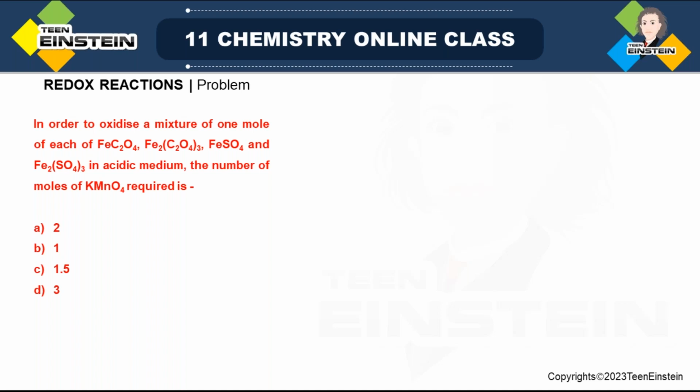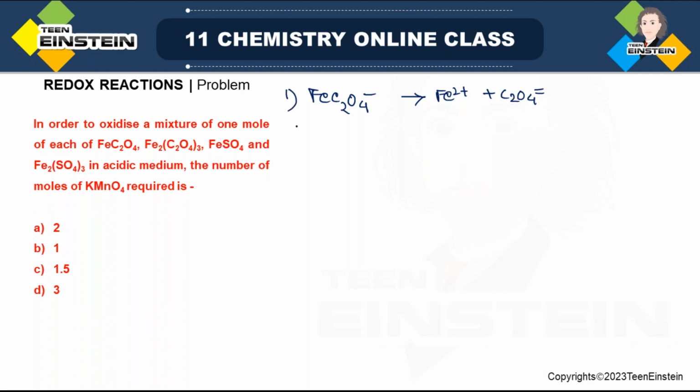Now this question is very interesting. In order to oxidize a mixture of 1 mole of each, how many species are there in total? All are iron compounds, but different compounds. FeC2O4, this is ferrous oxalate. C2O4, remember it is 2 negative charge. To balance it, there will be Fe2 plus. So FeC2O4, that is the first species. If I break it, it is basically Fe2 plus ion and C2O4 2 negative.